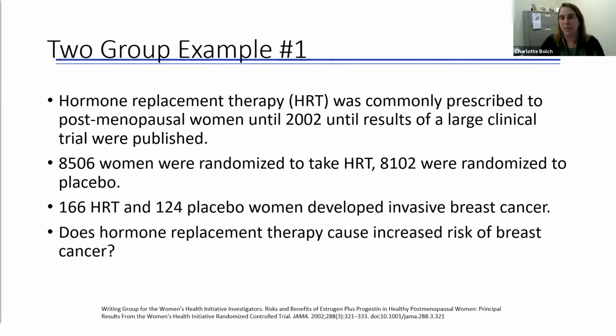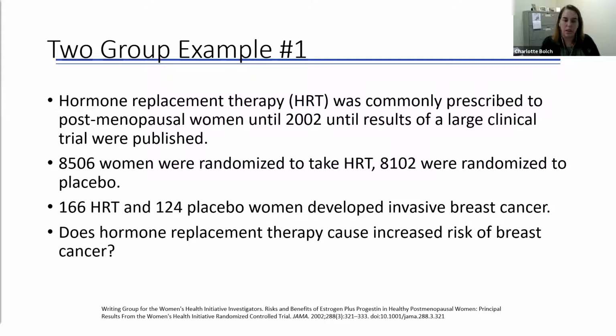So I have two different types of examples for these statistical tests looking at two groups. In this first example, there was a pretty significant study in the Journal of the American Medical Association about hormone replacement therapy in about 2002. Before that, HRT was commonly prescribed to postmenopausal women until the results of this large clinical trial were published. In this trial, about 8,500 women were randomized to take HRT, and about 8,100 were randomized to take a placebo. Then they looked at whether these women developed invasive breast cancer.